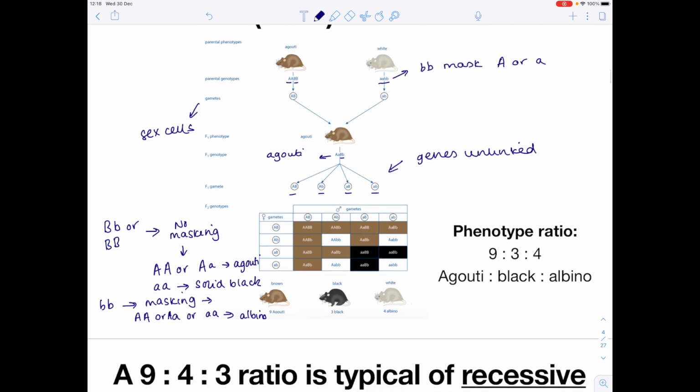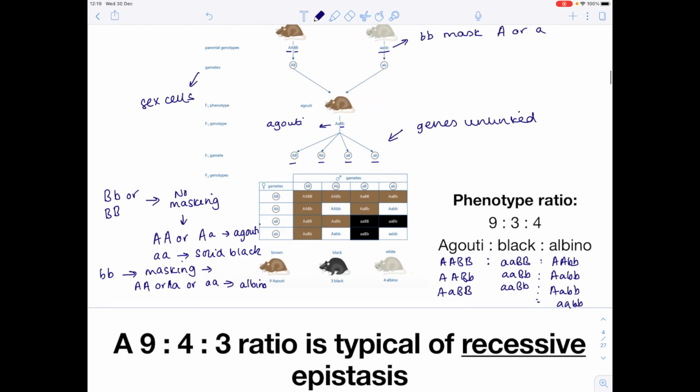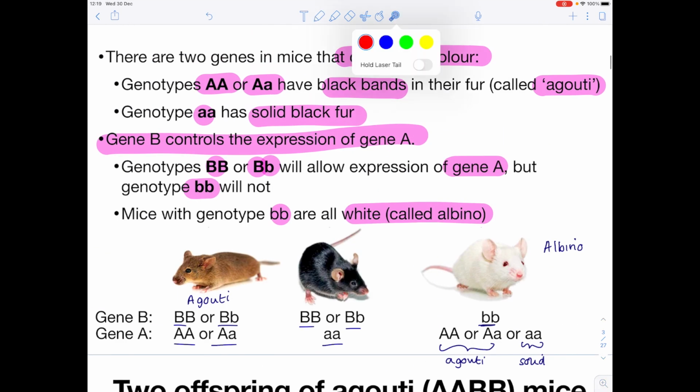So for example, for agouti, you can just pull them out of the table. So I'm just going along this top row here. I'm not going to do them all, it would take all day, but let's have a look at our blacks. So that's these three here. Let's look at our albinos. So it's these four here. So notice a 9:4:3 ratio is typical of a recessive epistasis. Remember, it is recessive because it was only when we had this combination here that you mask that A gene.